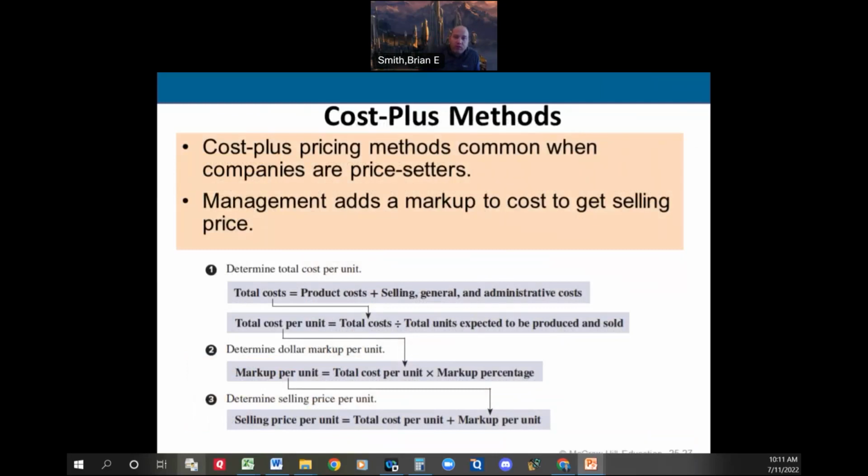Cost plus methods. When the companies are the price setters, we get to kind of set the price. We take our total costs. We're going to divide that by the number of units we expect to be sold and produced. And then we want to have the markup. We're going to add that to our total costs, and that's our selling price. It's just that simple. That's something that people with more custom products can do on a regular basis. Those of us that don't have that custom situation is what I was talking about with the Coke and Pepsi example.